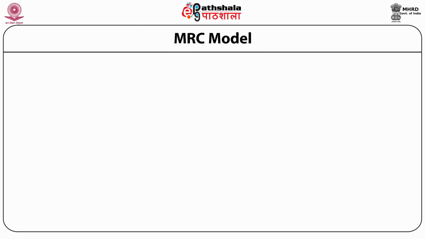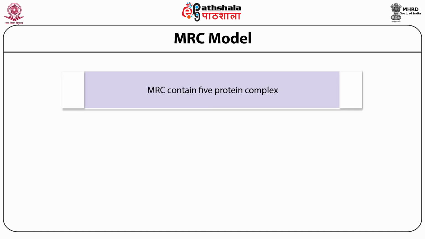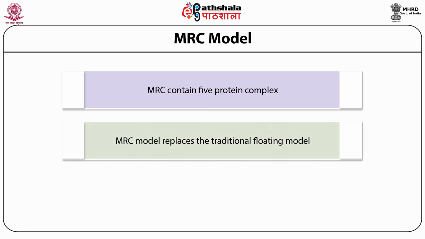MRC model. The mitochondrial electron transport chain, that is, the mitochondrial respiratory chain, consists of 5 protein complexes. Due to advances in the accessibility of sensitive biochemical assays, the mitochondrial respiratory complex model is slowly replacing the traditional model, that is, the floating complex in the inner mitochondrial membrane. The regular and frequent observation of respiratory complexes associating with each other to form a supercomplex has gradually changed the idea of the fluid state model of the electron transport chain.